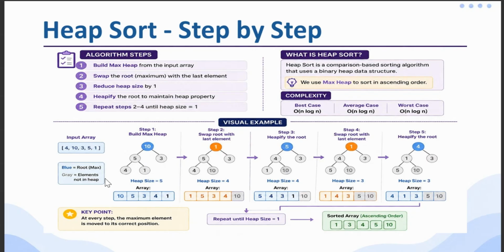In step 2, we now know the maximum element is at the root. We want to place this maximum element at the end of the array, where it belongs in the sorted order. So we swap the root element with the last element of the heap. Here you can see. Then we reduce the heap size by 1, so we disregard this element and the heap size is reduced.